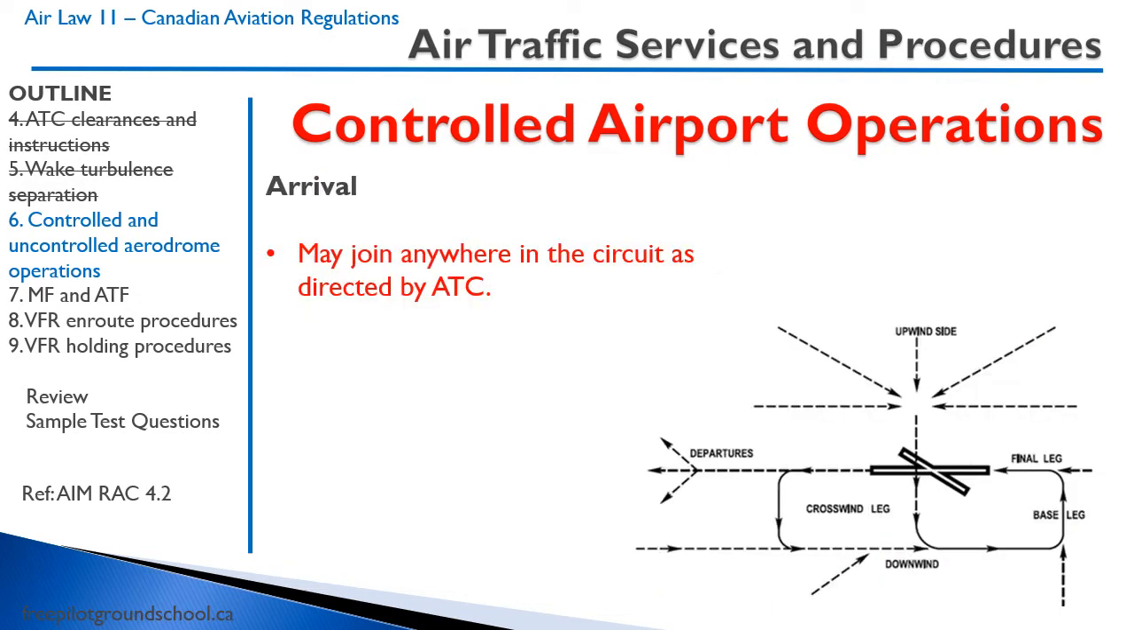So we discussed this earlier in this lesson, as well as the previous lesson. At a controlled airport, somewhere where there's a mandatory frequency, you can join the circuit anywhere as directed by air traffic control. If they say cleared left base, you're just going to come in and land. They might say straight in, or they might say join a downwind. You can join here, or you can join here at an angle, or they say join cross overhead the field. You come up here, you join the downwind. Whatever air traffic control tells you to do.